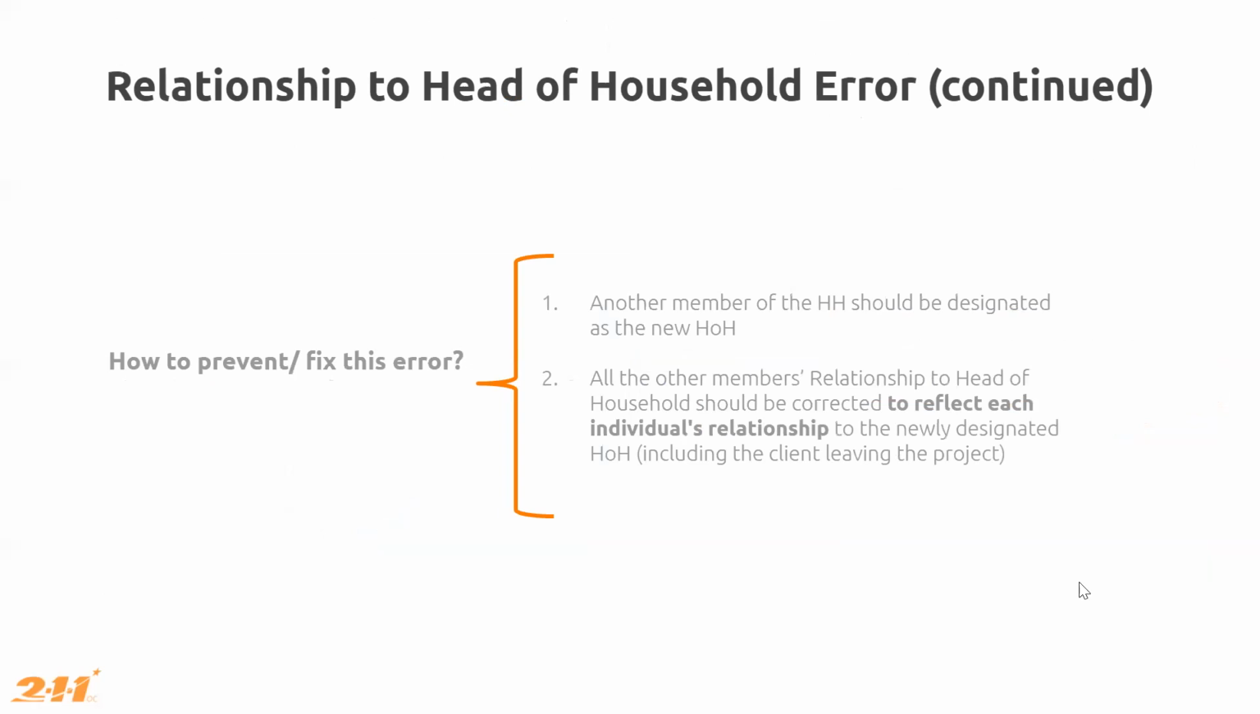As soon as Homer leaves the project, I should first reassign the head of household to a new member. And in this case, I'm going to assign it to Marge. And then I need to correct the other members' relationship to head of household to reflect their relationship to the new head of household. So in this case, I don't need to change the relationship of Lisa and Bart because they're still head of household child. But I will need to change Homer's relationship from self to head of household spouse because he's no longer the head of household. And that's how we fix this error.